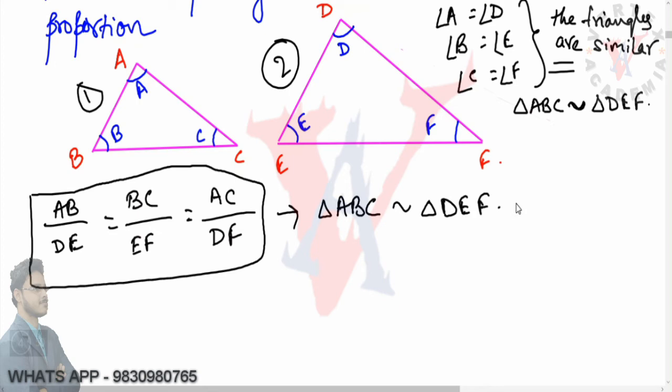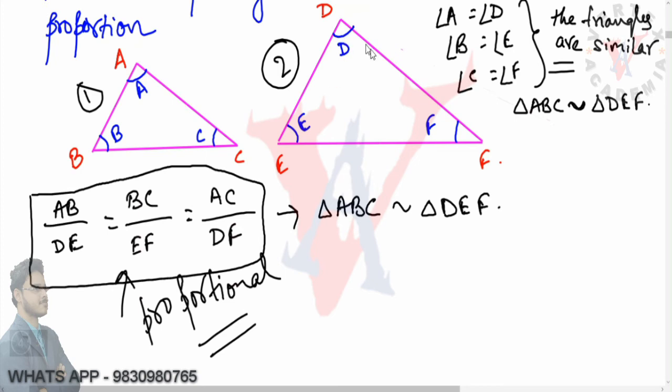So basically there are two criteria. One, if the corresponding angles of two triangles are equal, then the triangles are similar, and if the corresponding sides are proportional, we call this proportional. The corresponding sides are AB and DE, another pair is BC and EF, another pair is AC and DF. So if the corresponding sides are proportional, then we can say that the triangles are similar.